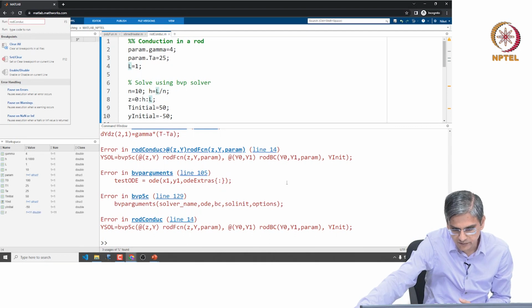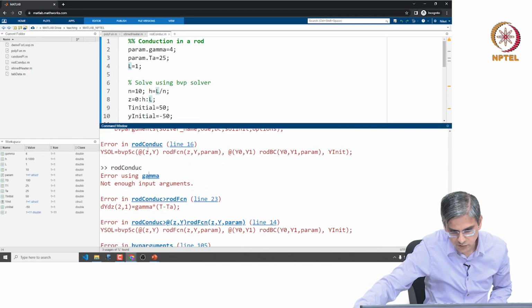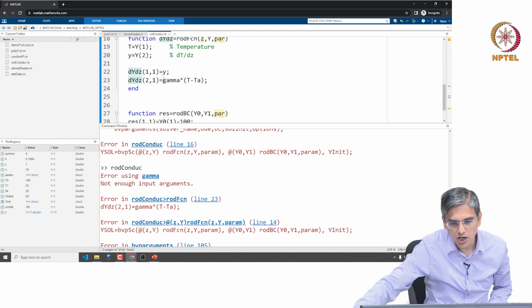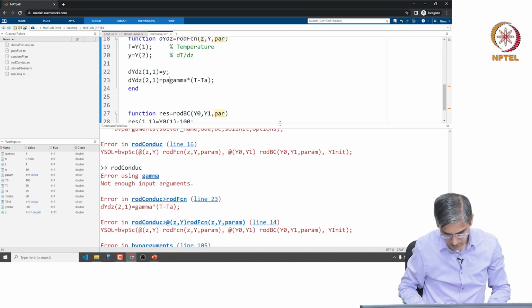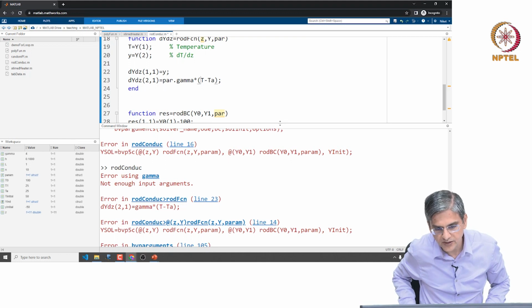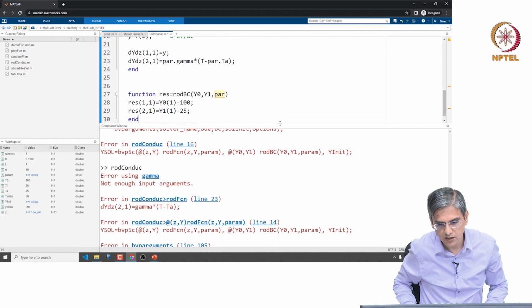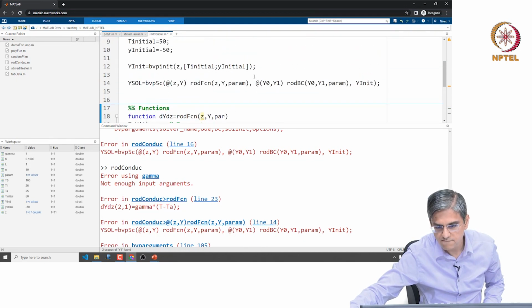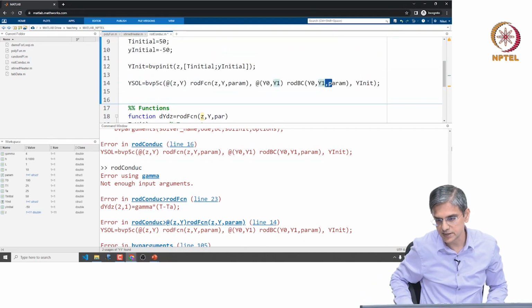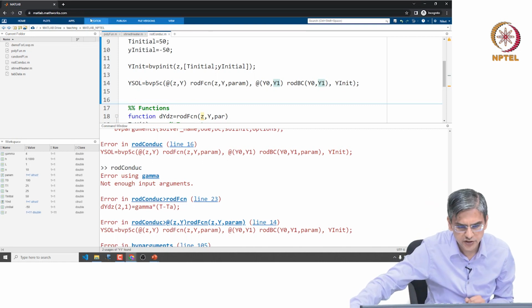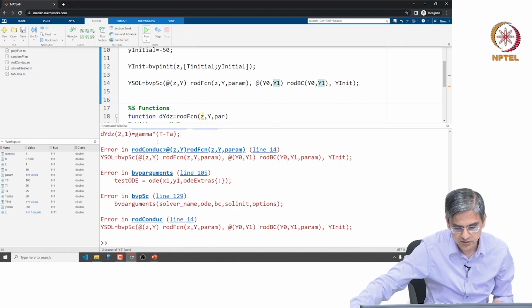Run. Okay, we get one more error. Oh, gamma is another function. Oh, this should have been param dot gamma, param dot TA. We actually do not need the par over here. I can delete this and I can delete this as well. Okay, that hopefully should work. Let us see if it works.